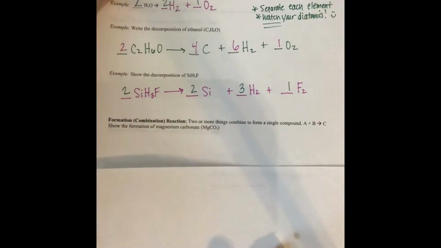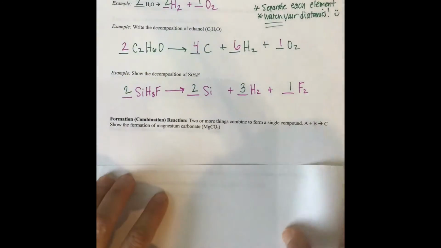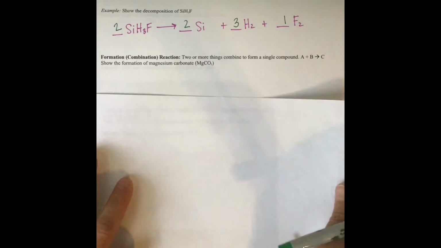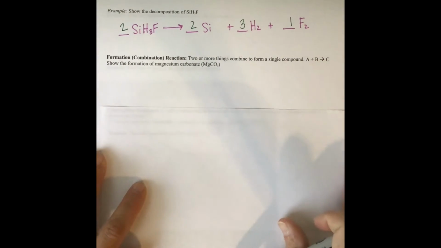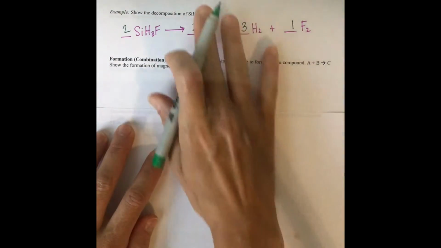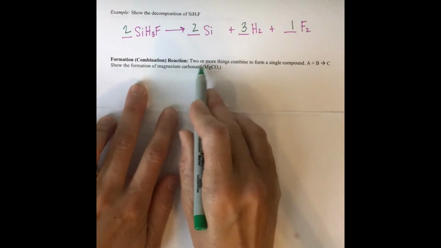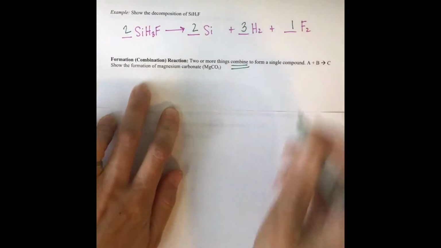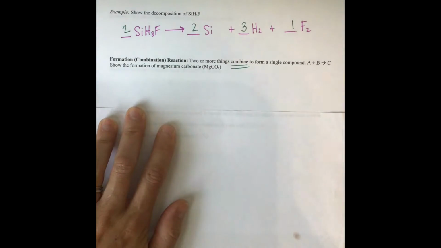We're going to do the opposite of decomposition. So these are called formation. If you're not breaking something down, you are forming it. Or sometimes you'll see these called combination. You're combining them. 2 or more things combine to form a single compound.